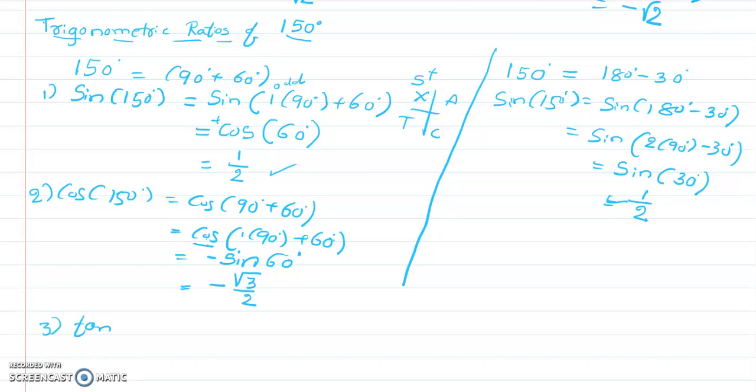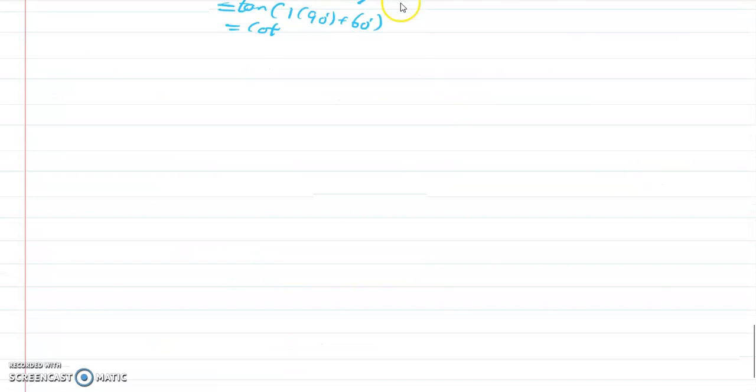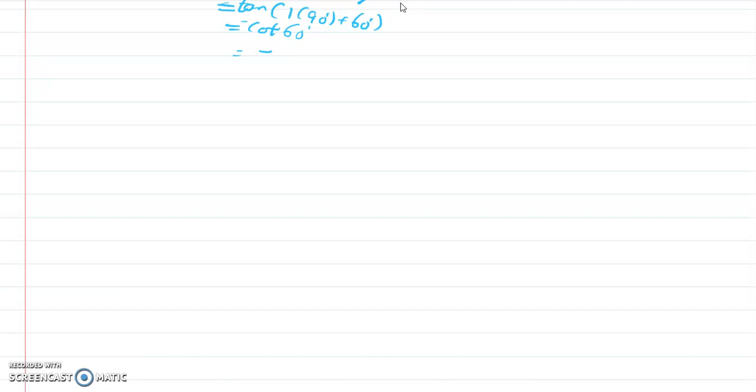Similarly, suppose I want to write the ratio for tan of 150 degrees. I will write tan of 90 degrees plus 60 degrees. Tan of 1 time of 90 degrees plus 60 degrees, odd multiple, means tan changes to cot. And one more thing you know, tan is negative in the second quadrant. Cot 60 with a minus sign, what is cot 60? It is minus 1 by root 3.